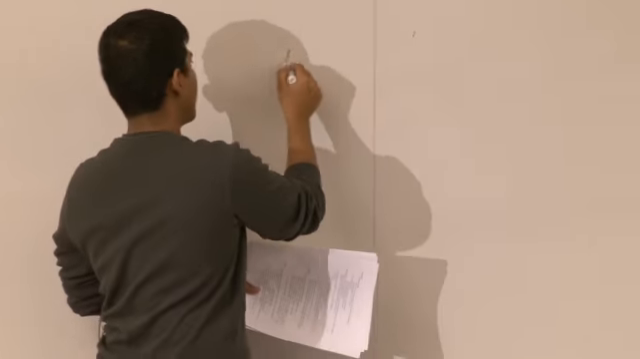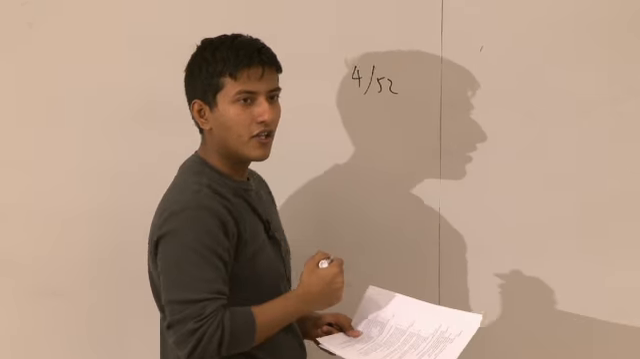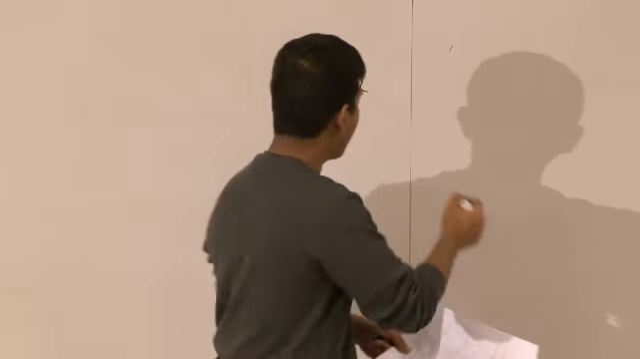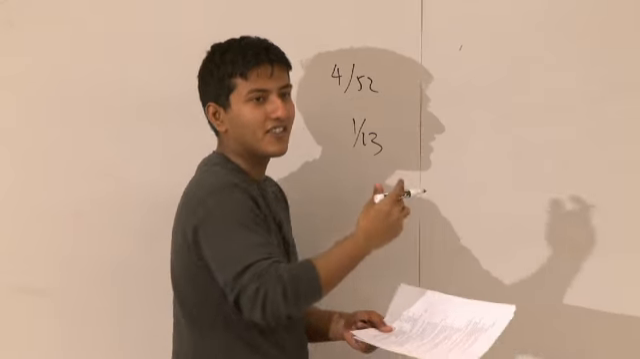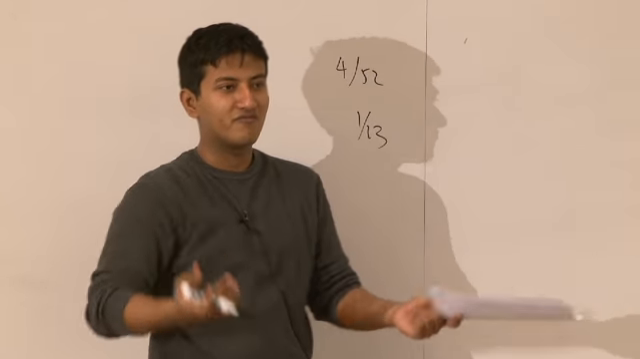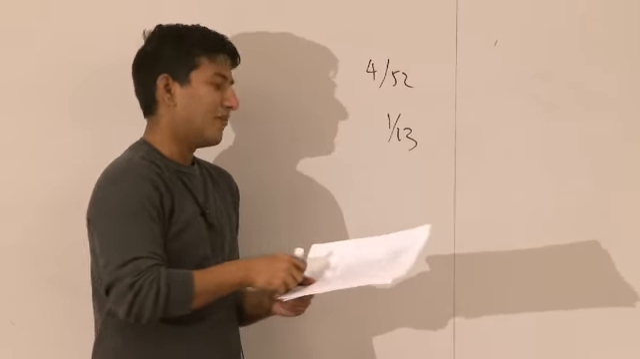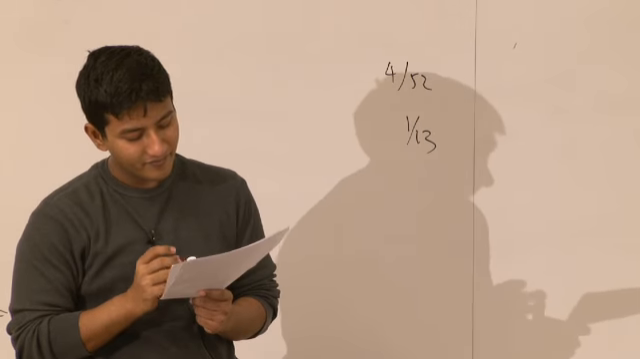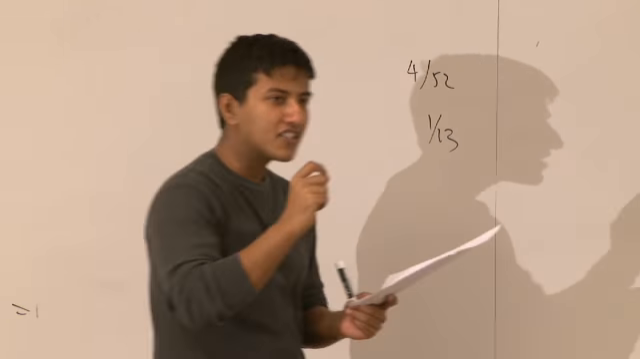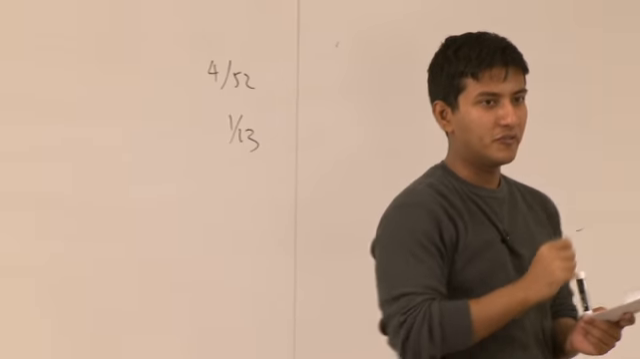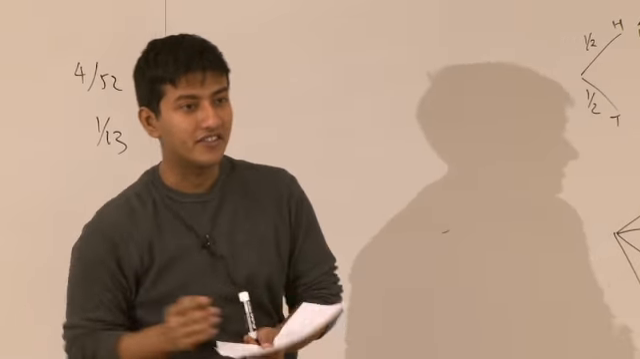4 over 52, yes. Or if you consider one suit, it would have been like 1 over 13, right? You could have considered one suit and out of... It's the same analysis, right? What is the probability of getting a specific card, which means, say, ace of hearts?